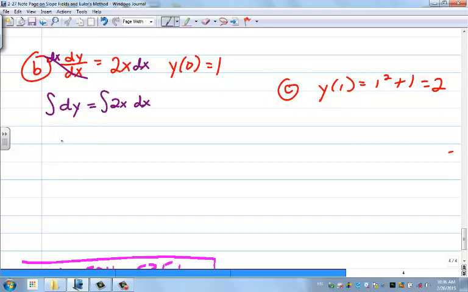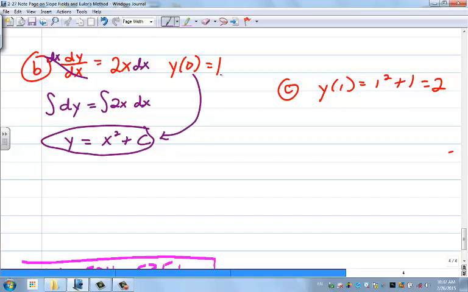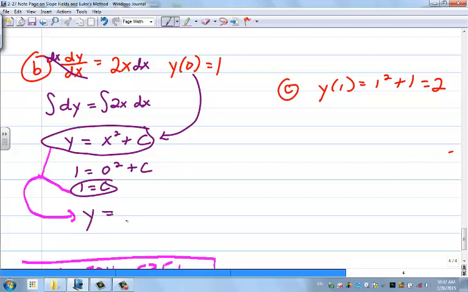We integrate both sides, we get y equals x squared, because we add 1 to the exponent and then we flip it, multiply by 2, so we get x squared plus c. Now we'll use our initial condition in order to figure out what c is, right? So y of 0 is 1, that means x is 0, y is 1, so I get 1 equals 0 squared plus c, so 1 equals c. All right, so now I have 1 equal to c, and I take these two things and put them together to get the solution to my differential equation, which is y equals x squared plus 1.